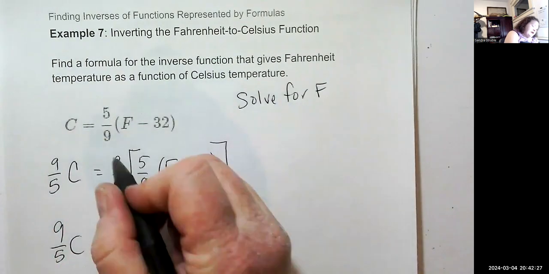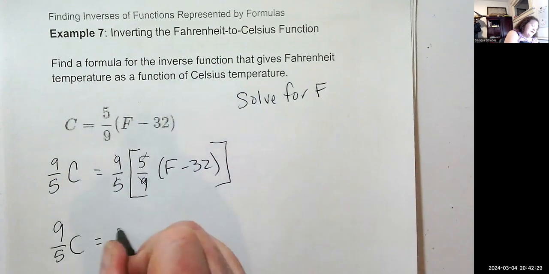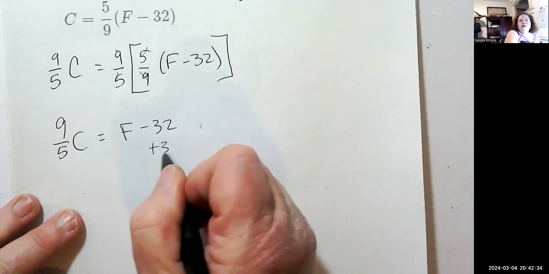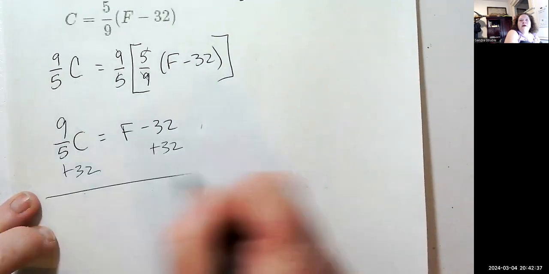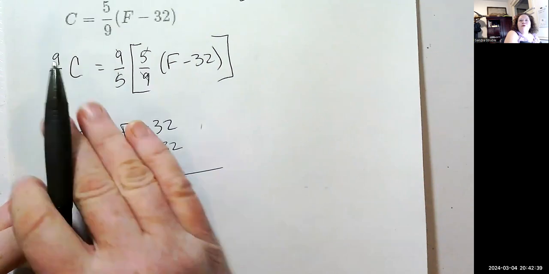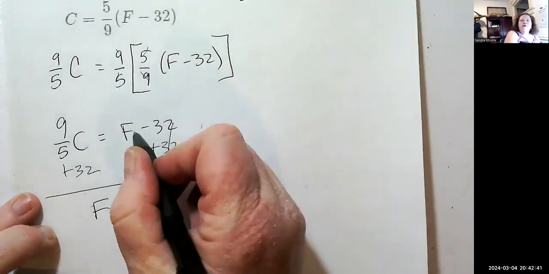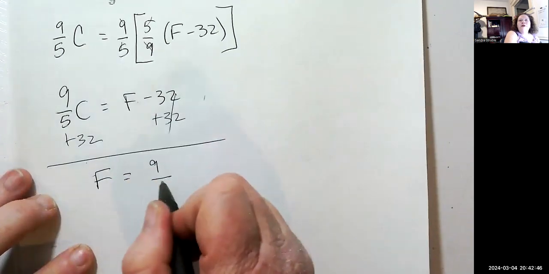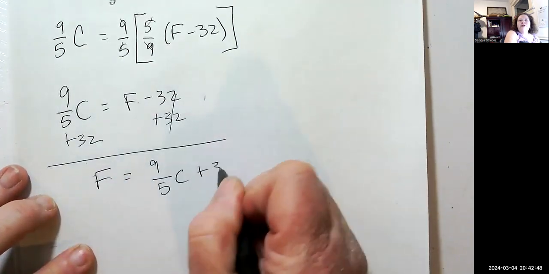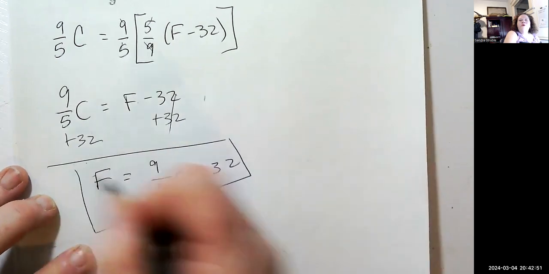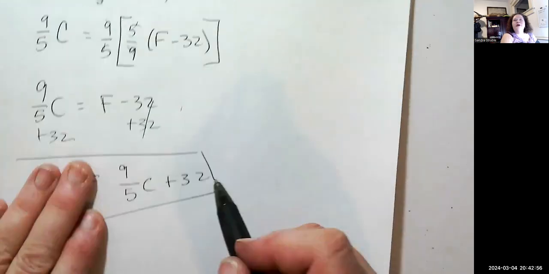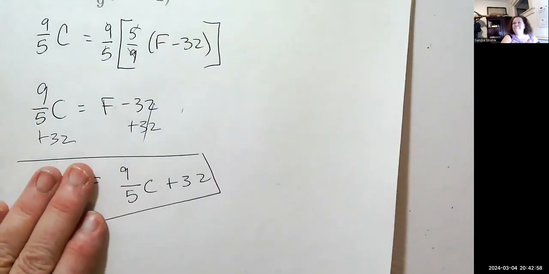And I think y'all can handle that. These two reduce, we're left with F minus 32. Solving for F, I'm going to add 32 to both sides. And we get that F is equal to, I'm just moving things over, don't freak out on me. I like my individual one to be by itself on the left. 9/5 C plus 32 is what it is. So 9/5 C plus 32 is going to be the inverse of the original function. Okay, and that's how you figure that.